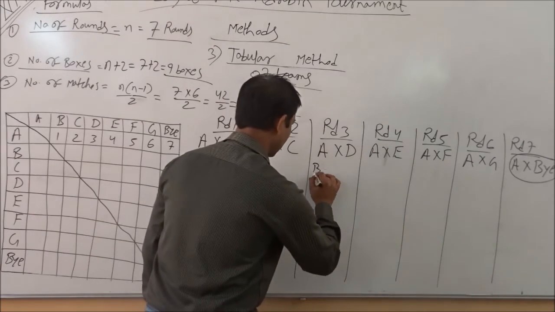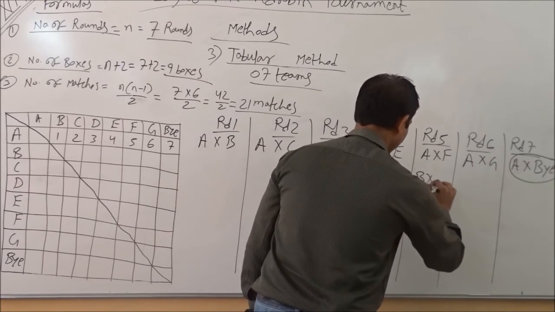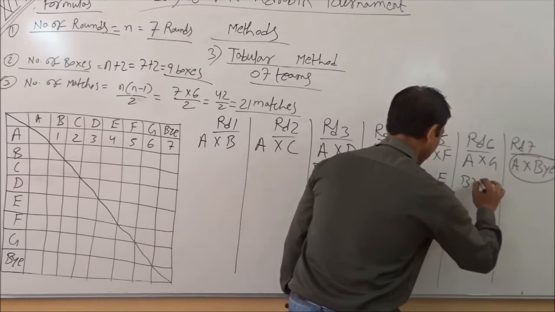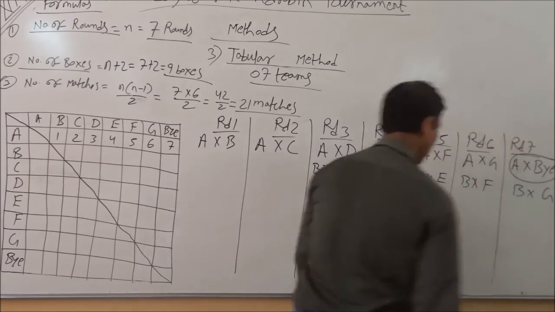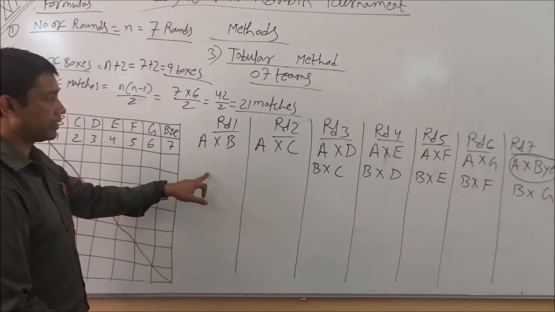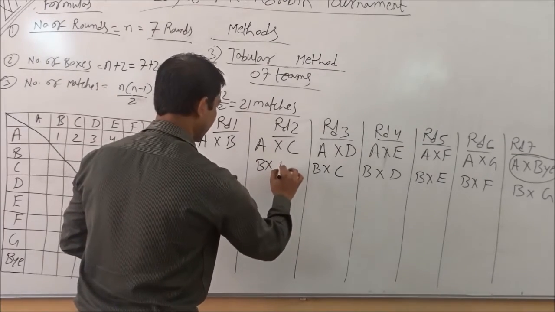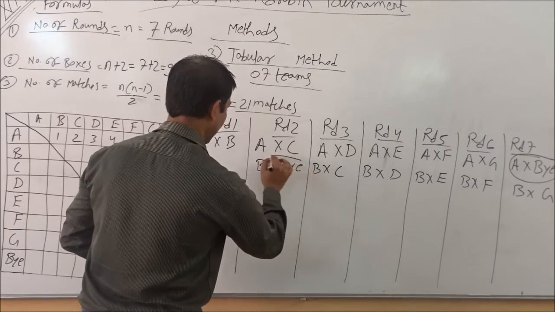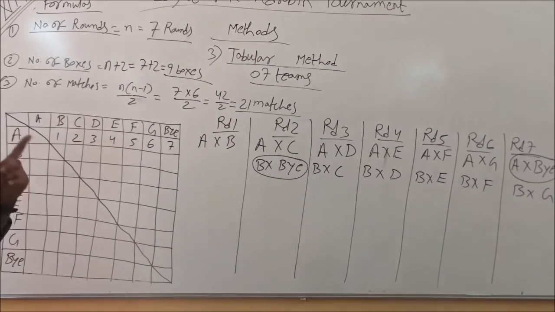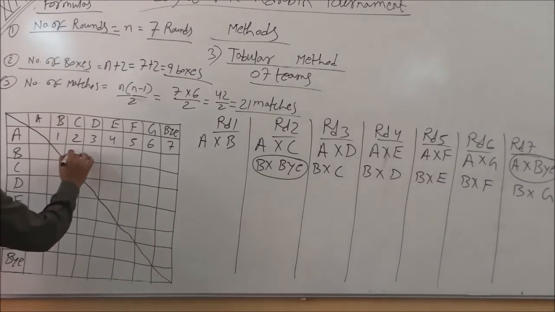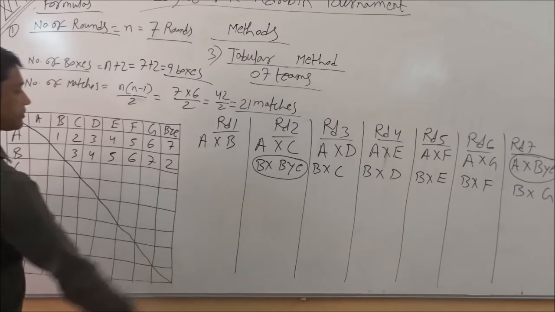So, round number 3, just put B into C, B into D, B into E, B into F, B into G. Come again to round 1. B has already played. Move to round 2. Give bye to B. Encircled. I have encircled all the byes. You can just notice. So just put up the numbers 3, 4, 5, 6, 7 and it becomes 2.